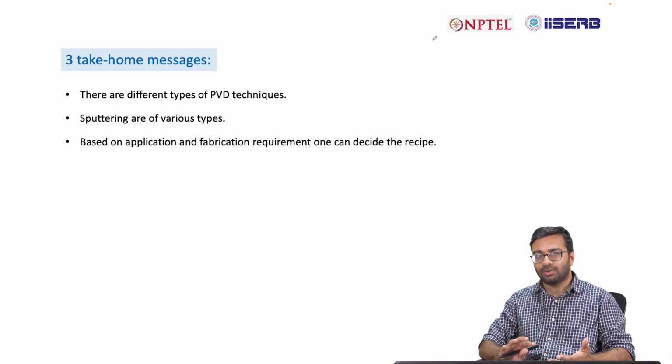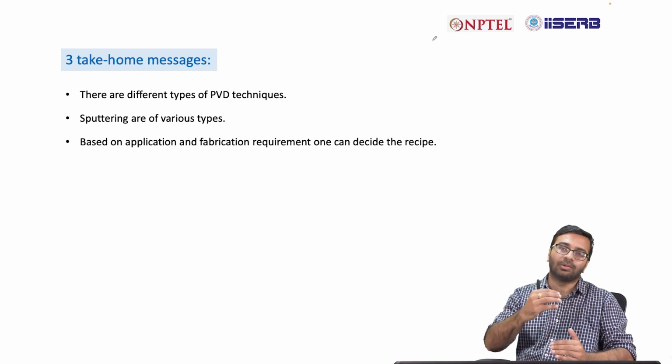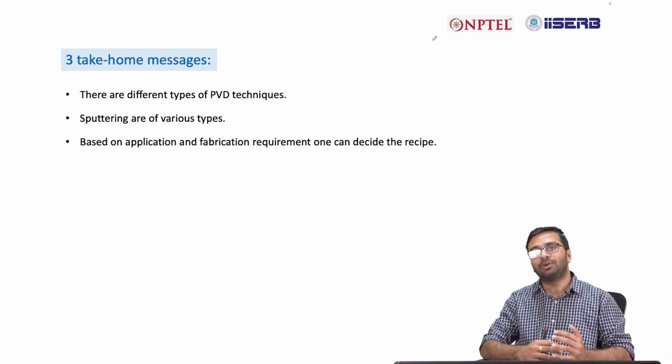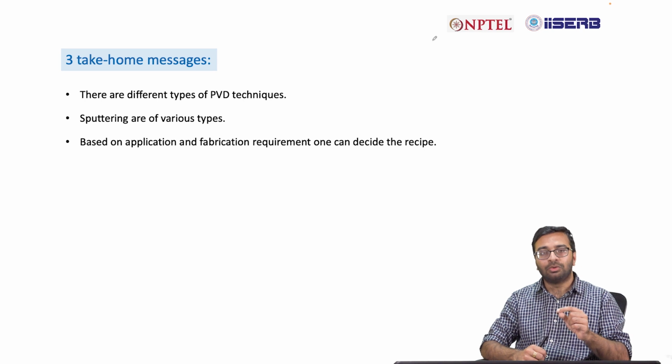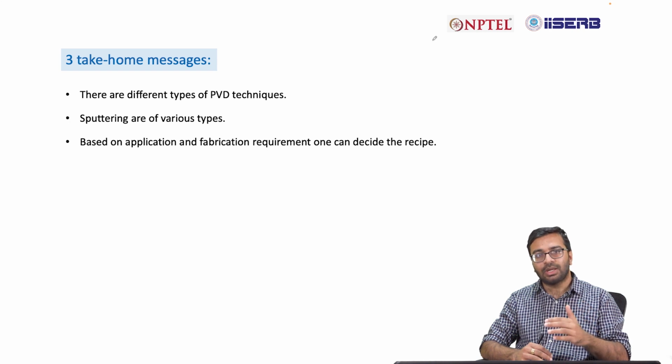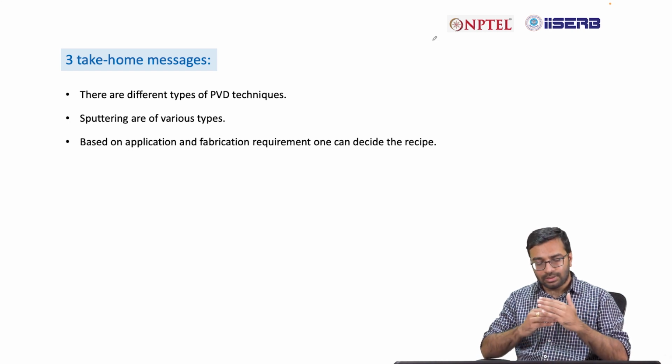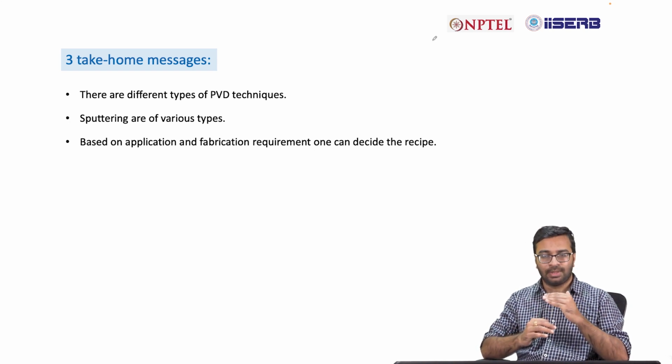The recipe is the process through which you will deposit the source material on top of the substrate. The recipe will tell you what the current value should be, what the heat should be, what the vacuum should be, and what the time for that deposition should be, so that you can get a certain thickness of source material on top of a substrate.